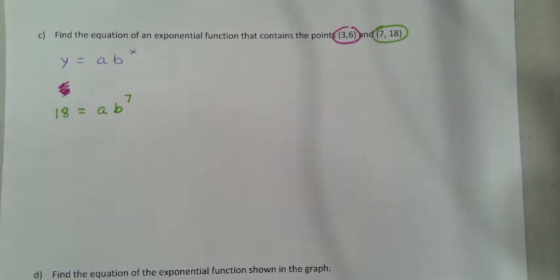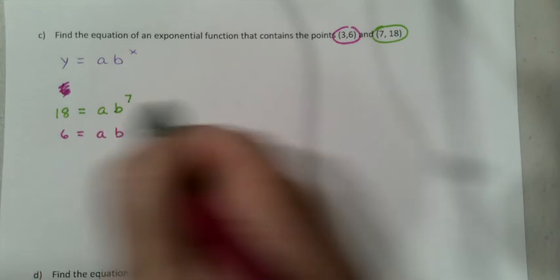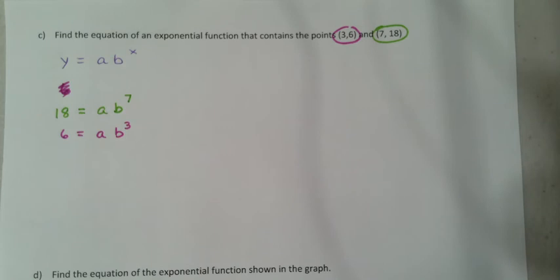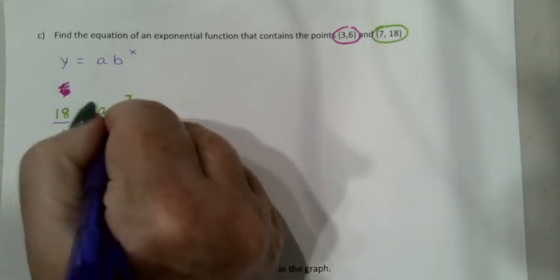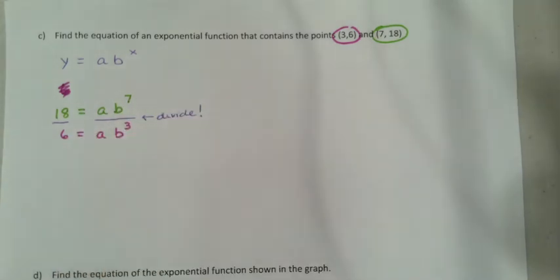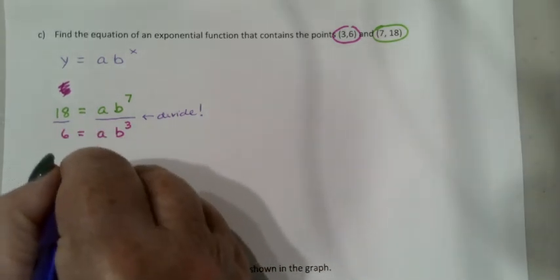And then I'm going to plug in the other one. Y is 6, and that's equal to a times b to the 3rd power. All right, the trick on these is this next step. Divide the top equation by the bottom equation. That's actually why I switched the points. I just wanted the division to come out to a whole number, but it doesn't really matter. Fractions are fine too. So dividing 18 by 6, I'm going to get 3.